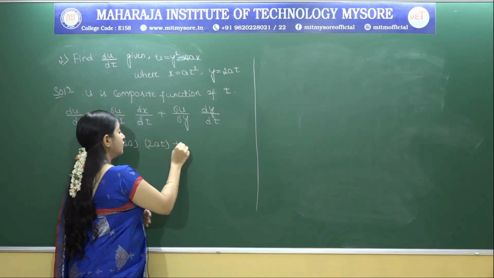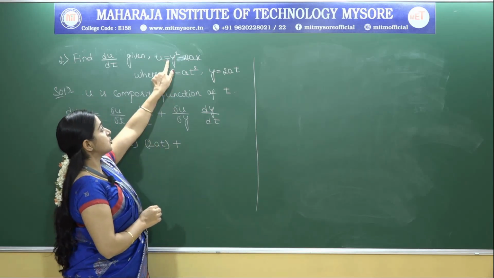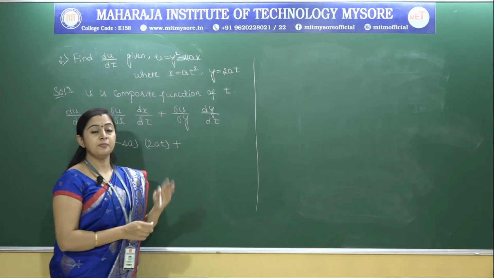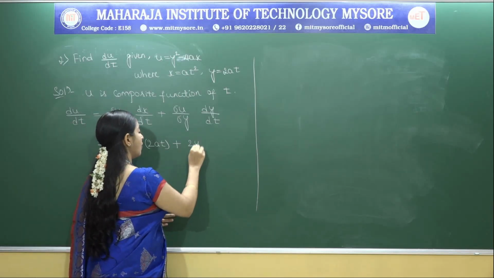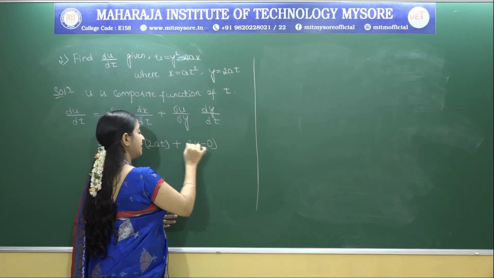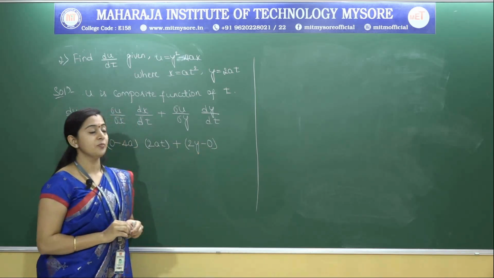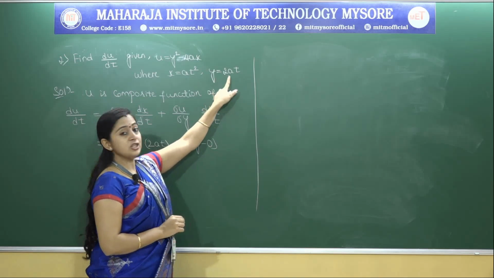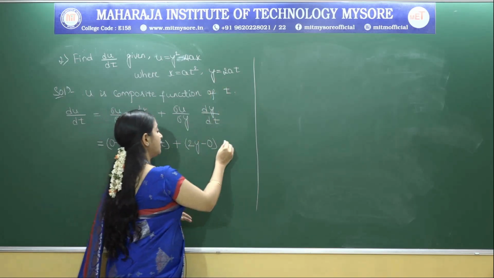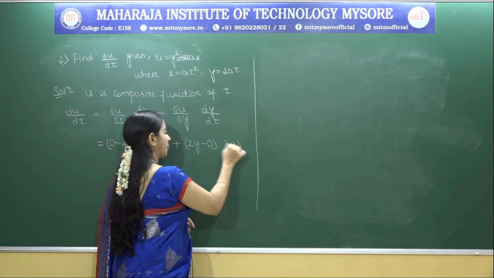Similarly, next part, u with respect to y. Differentiate this with respect to y, keeping the x term constant. So y square differentiation is 2y, and since x is constant, its differentiation is 0. Next, dy by dt, you differentiate y with respect to t, so we will get 2a into 1.